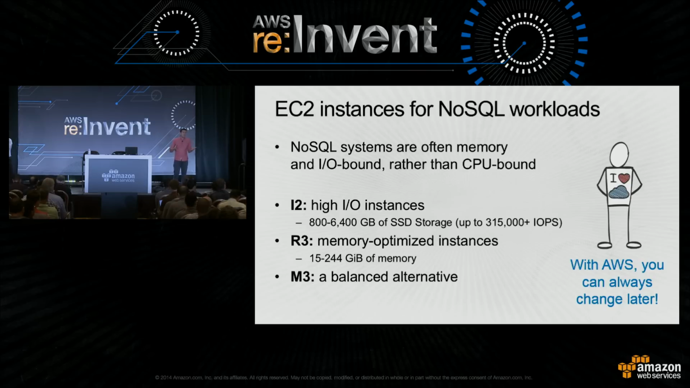Some databases benefit from more memory. That's why we have R3 instances. And lastly, if you aren't really sure, or if you're looking at your metrics and there's no clear winner in terms of how you're being bound from a performance perspective, we offer the M3 class of instance types for those.